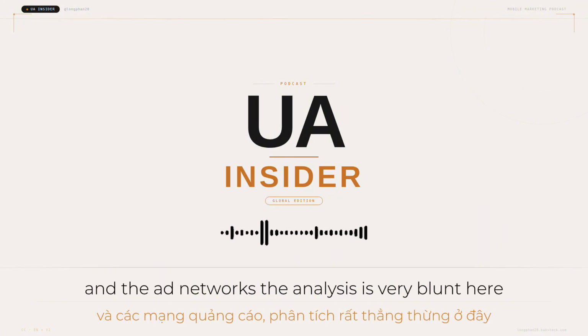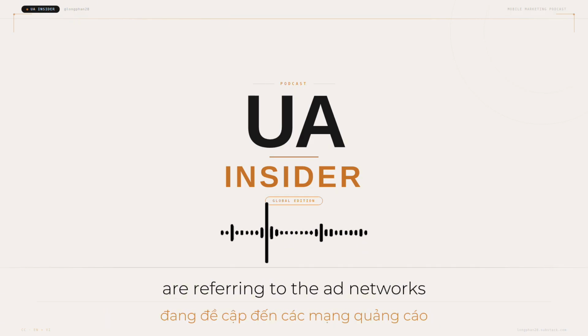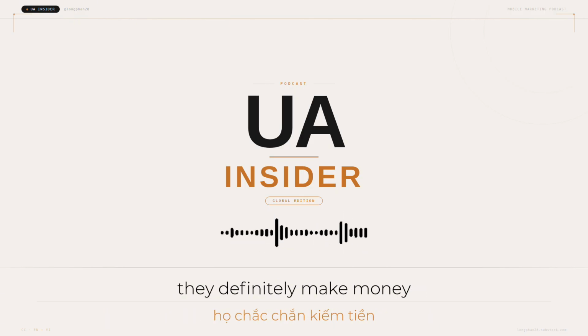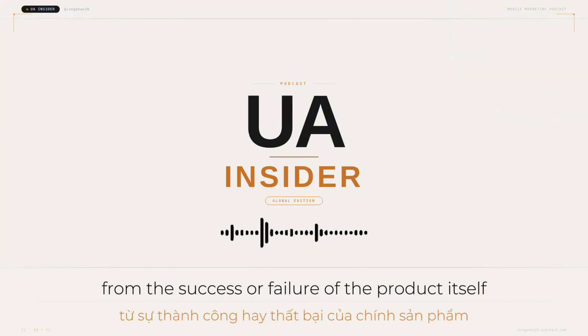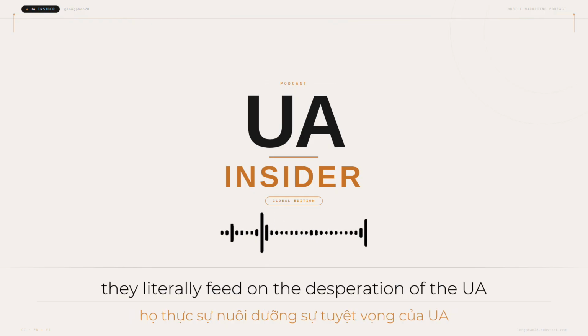And the ad networks, the analysis is very blunt here. It says, quote, people definitely make money, referring to the ad networks. They definitely make money. Because they are insulated from the success or failure of the product itself. They live on the sheer volume of transactions. They literally feed on the desperation of the UA marketers.